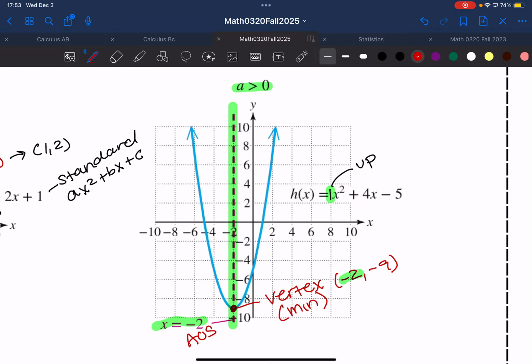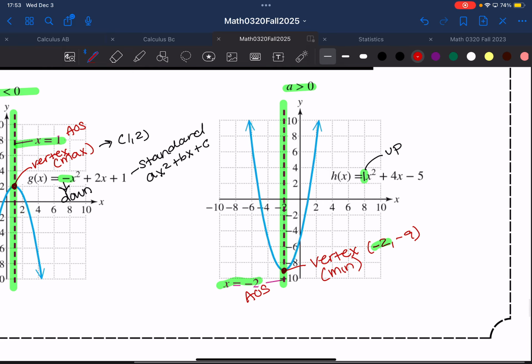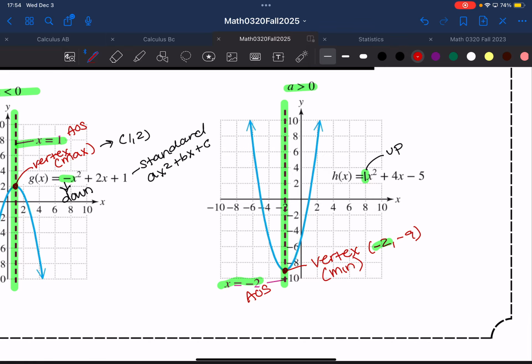So your examples are not going to look like this. It's more to show you the A value. If A is positive, it's facing up. If A is negative, it's facing down. The parabola, right? The parabola, yes. We're going to talk about that with each part.